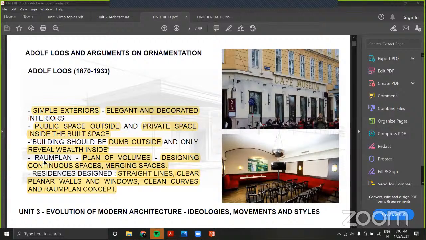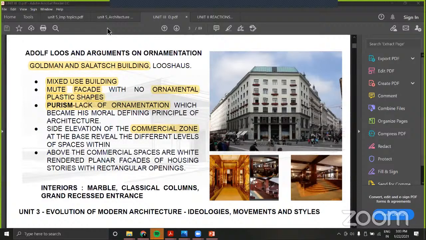They also created the Raumplan, which is a plan of volumes, the designing of continuous and merging spaces. He wanted straight lines. As you can see, he didn't use any curved lines. He wanted clear straight lines, clear planar walls and windows. I'll show you with examples.